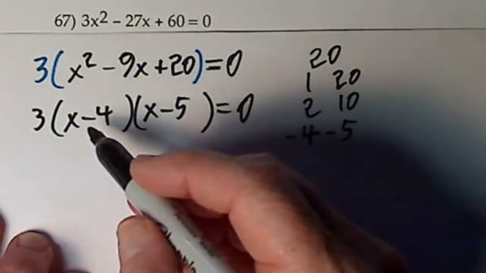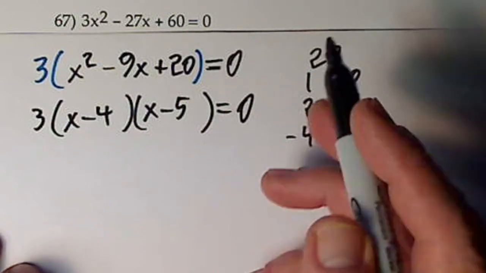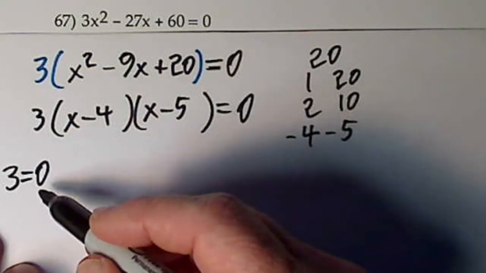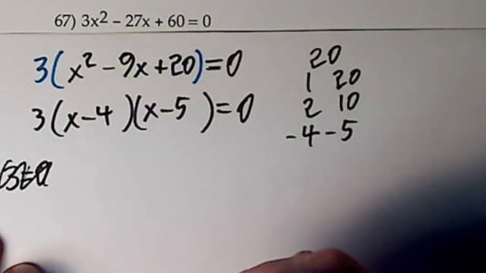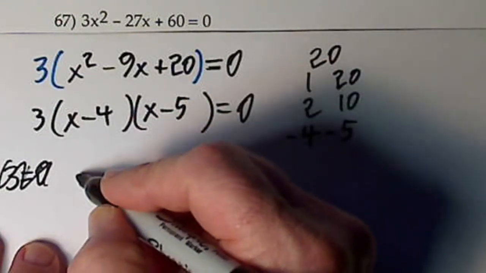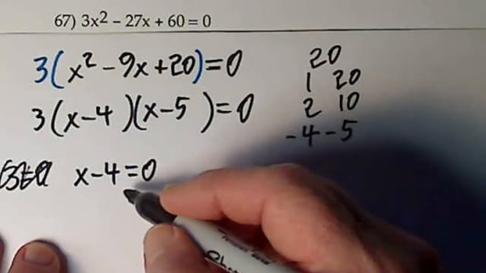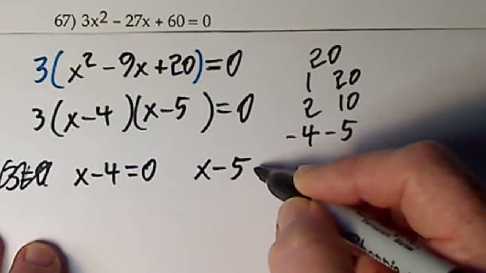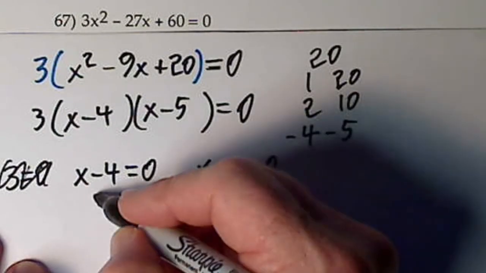Now we're solving for x. So we'll basically set each term equal to 0. The first one is kind of ridiculous. 3 is not equal to 0, so we basically toss that. Okay. Your next one, x minus 4 equals 0. You'll be solving for x. And then you take your x minus 5 and set it equal to 0. Okay. And then solve for x.